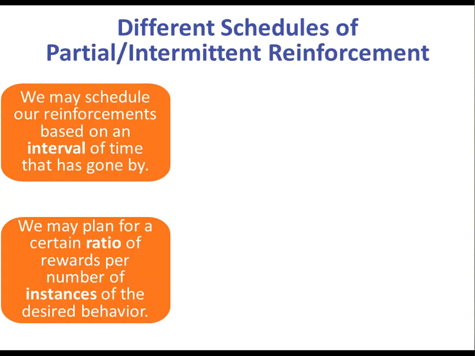So let's look at different schedules of partial or intermittent reinforcement. So we know what continuous reinforcement is. Every time we do a behavior, we get reinforced for that behavior. So when the reinforcement stops, we notice it immediately. With intermittent or partial reinforcement schedules, that's not exactly going to be the case. We may schedule our reinforcements based on an interval of time that has gone by. We may plan for a certain ratio of rewards per number of instances of the desired behavior.